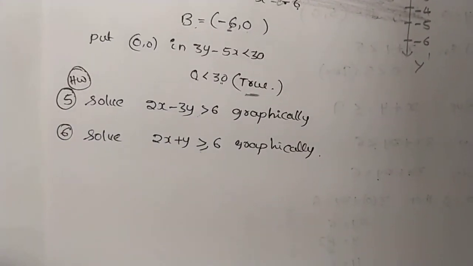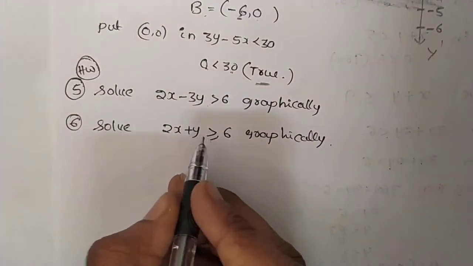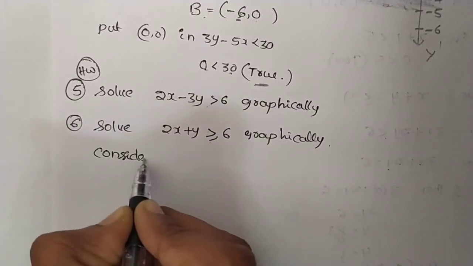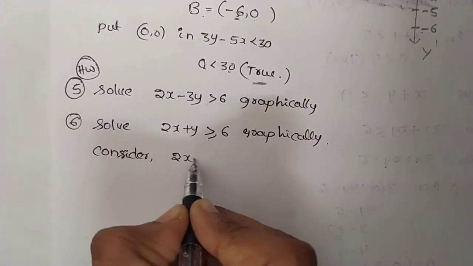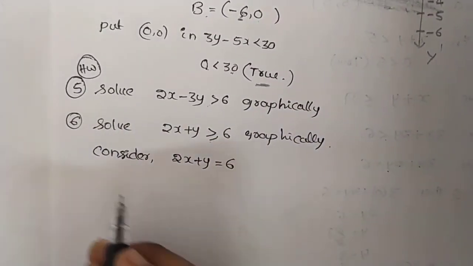Okay, we will follow the same steps. Whatever the inequality is given, we have to consider it as equal. Consider 2x plus y equals 6.